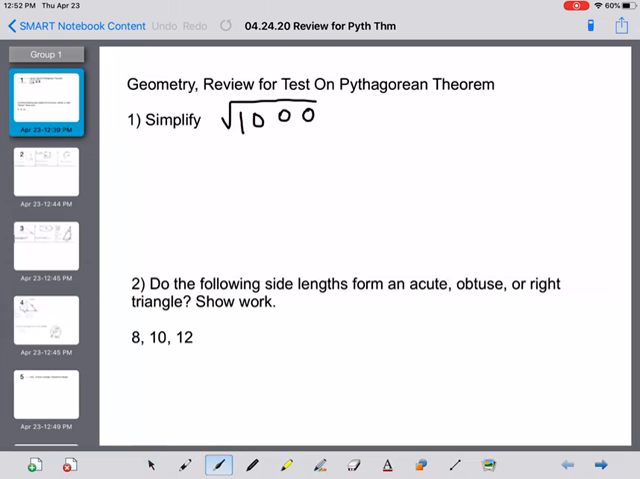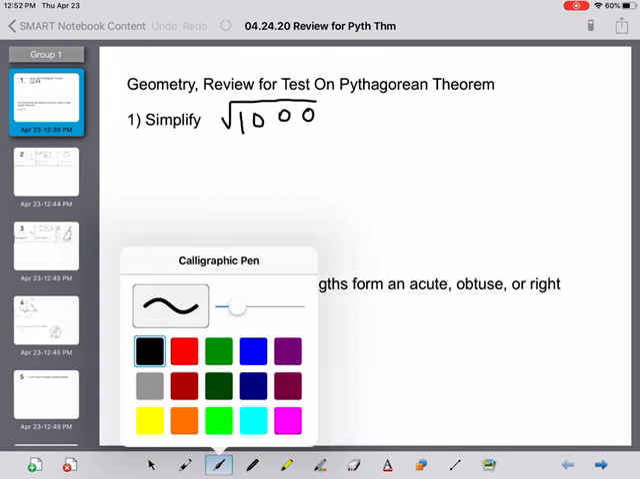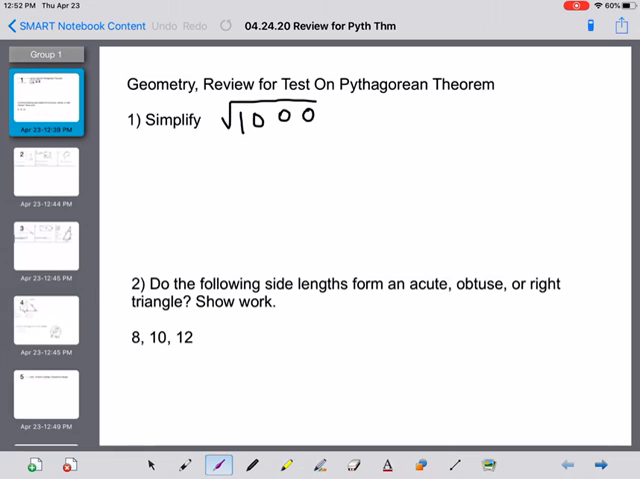Okay, so first we talked about simplifying radicals. So we'll start there. So 1,000 we know is 100 times 10. Square root of 100 is 10. And then square root of 10 does not simplify because there's no perfect square factor. So that's it.